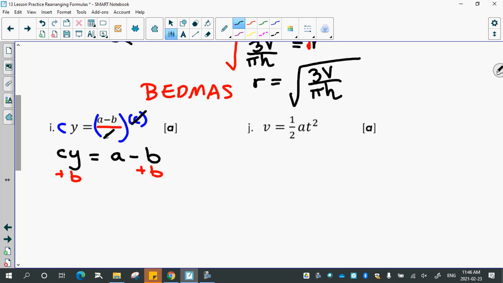So again, yep. But does it matter if it's cy or yc? No, it doesn't matter. Good question. So c times y and y times c would give you the same thing, just a different order of multiplication. So here's, I don't know what cy plus b is, so I'm just going to write cy plus b equals a. But because a is my subject, I have to start with a equals. So I'm going to write a equals c times y plus b. Okay?